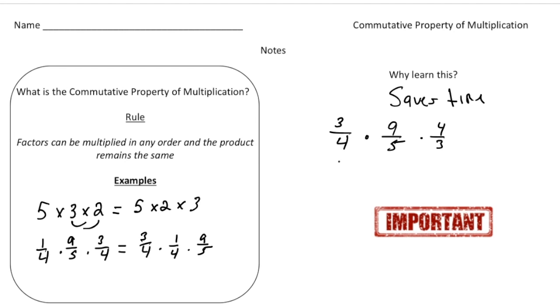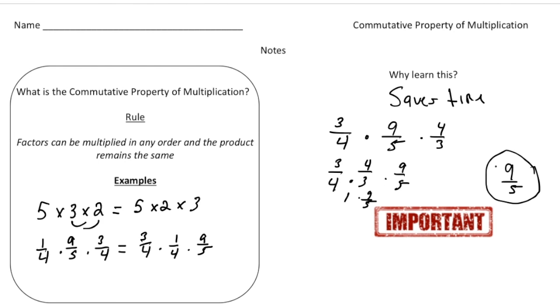So I'm going to change the order around. So it's going to be 3/4 times 4/3 times 9/5. And I know that 3/4 times 4/3 is 1. All right, and then now 1 times 9/5 gives us our answer of 9/5. I'm going to write it over here. It's a little messy, but it's okay. 9/5, and that's it.